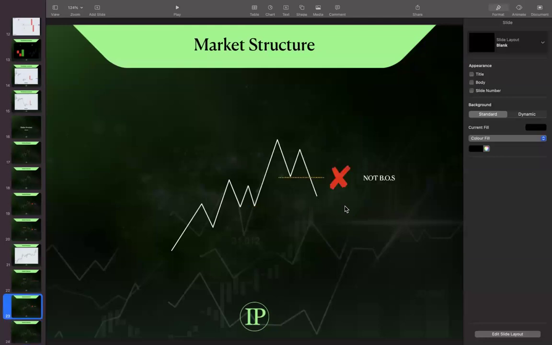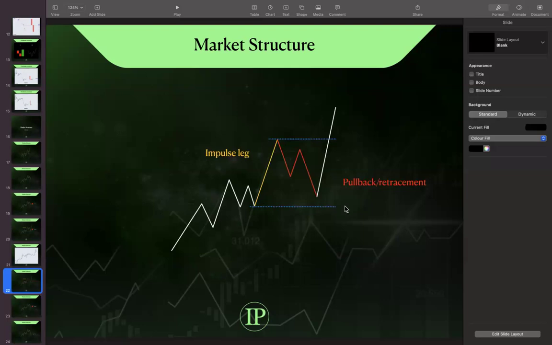That's when it is a break of structure, not like this. I hope that makes sense. Our impulse leg, that's not a break of structure. That is a break of structure.